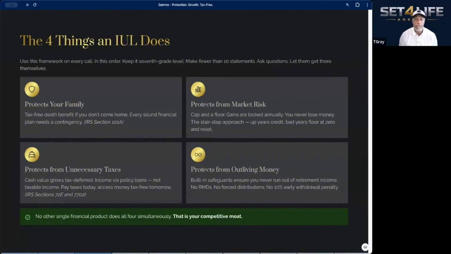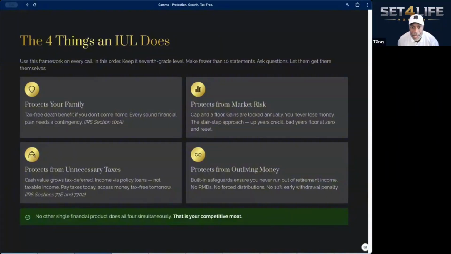The third thing it does, it protects you from unnecessary taxes. The money in the IUL, the cash value, is growing tax deferred. You can actually use it for income as you go through the years of the policy by means of policy loans, which are not taxable. So you pay taxes today on the money, but you access it tax-free tomorrow.